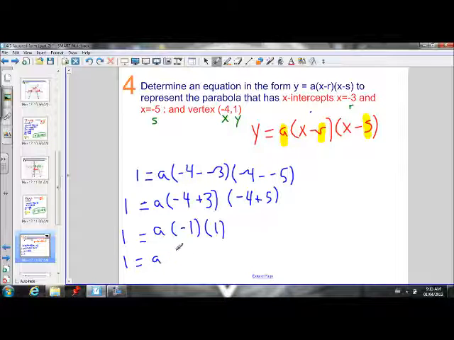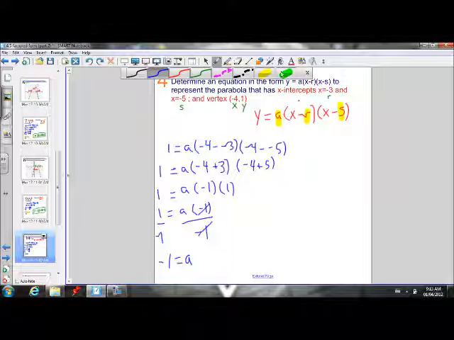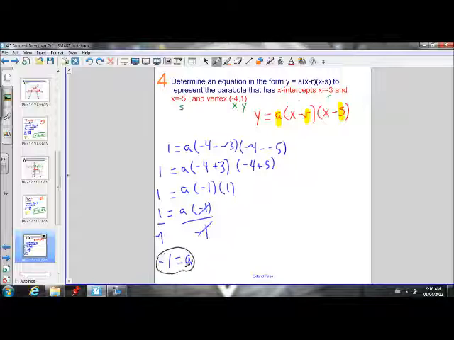Simplify. I have a times -1 times 1, which is -1. Get a by itself. Divide both sides by -1. Let's cancel. 1 divided by -1 is -1. My a value is -1. Okay. In order to write the equation of a parabola in factored form, I need to sub in values for a, r, and s. And I have all of those.